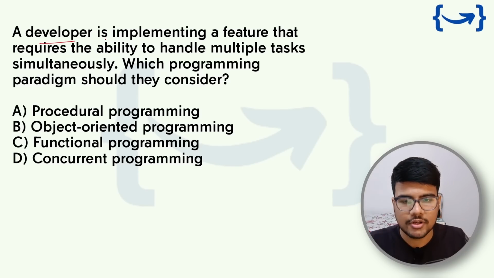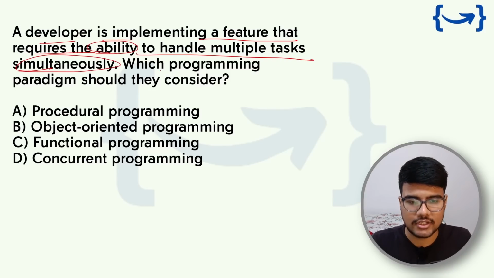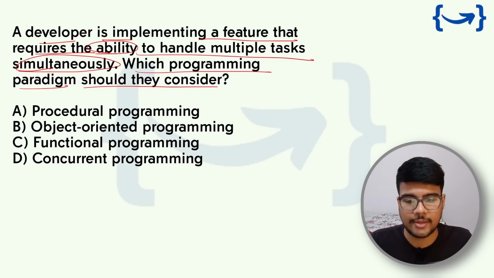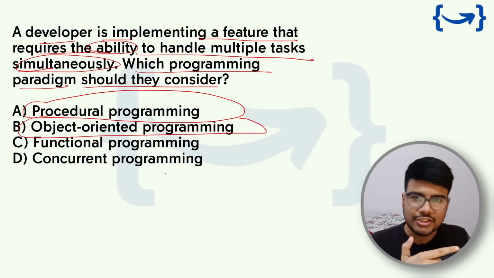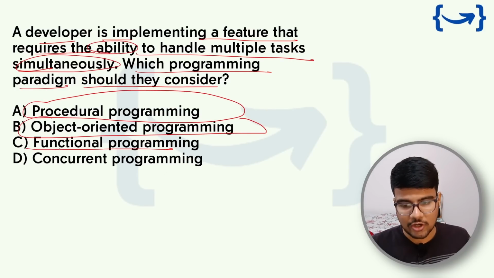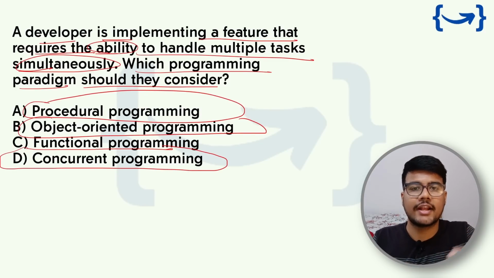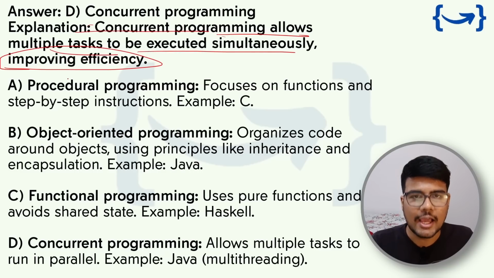A developer is implementing a feature that requires the ability to handle multiple tasks simultaneously. Which programming paradigm should they consider? Programming paradigm means the type of programming language, like OOPS and other types. So procedural programming, object-oriented programming: can you achieve concurrency? No. Functional programming? Concurrent programming makes sense, guys. The name itself says it is meant to do multitasking. So yes, concurrent programming. Explanation: concurrent programming allows multiple tasks to execute simultaneously, improving the efficiency.